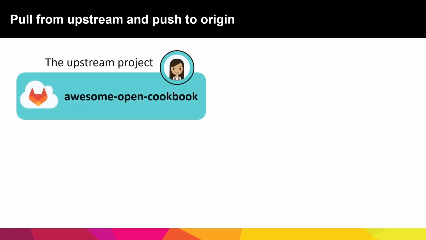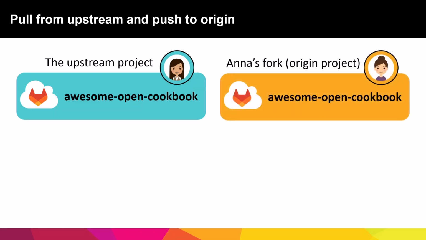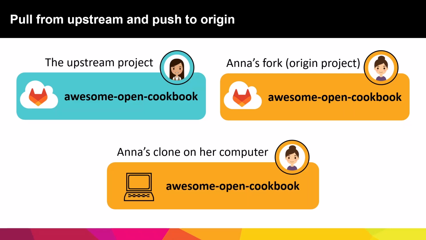the origin repository. So as a review, with the fork and branch method, we've essentially got three repositories. We've got the upstream project, which is stored in the cloud in GitLab in the organization space. We've got Anna's fork of the project, which is also stored in the cloud in GitLab, but this time in her personal space. And we've got Anna's clone of her fork of the project that is on her local computer.